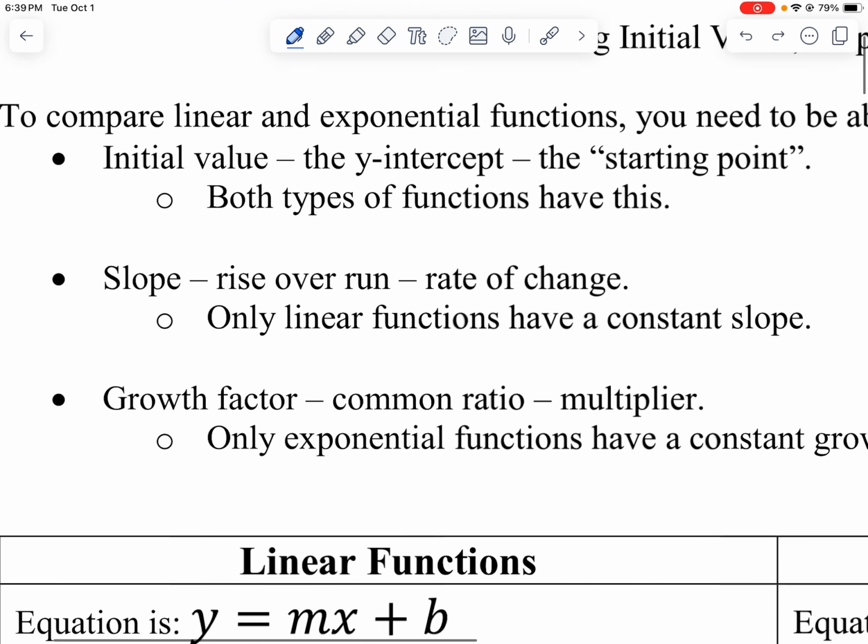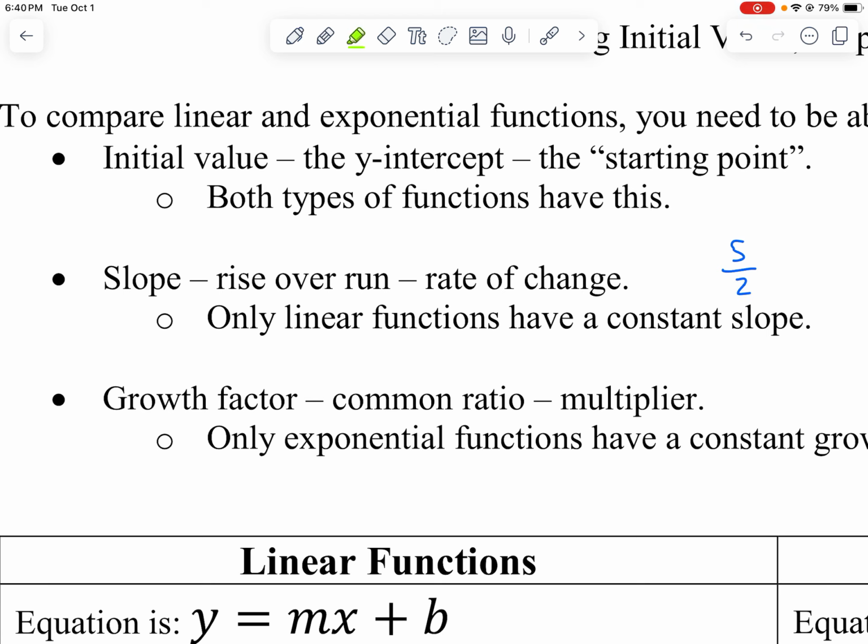As a reminder, initial value and y-intercept mean the same thing. It's like the starting point of your function. Both types of functions have this particular thing, right? Exponentials and linear have a starting point. Slope, this is the rise over run stuff. It's how things are changing. Usually it's expressed as some kind of fraction, like it goes up 5 and right 2.